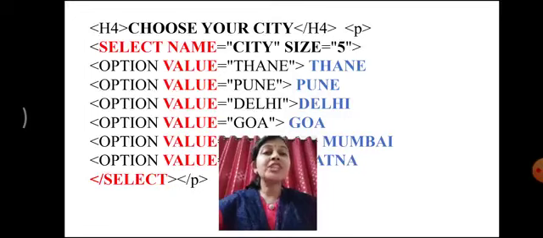Value equals Thane. This command is Thane. So value is an attribute. Name is an attribute. Next, the second option is value equals Pune. Third option is value equals Delhi. Value equals Goa. Value equals Mumbai.